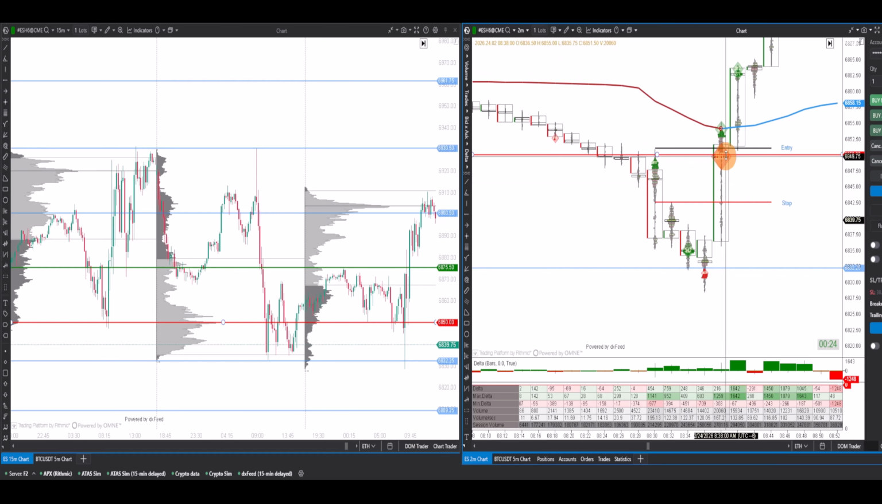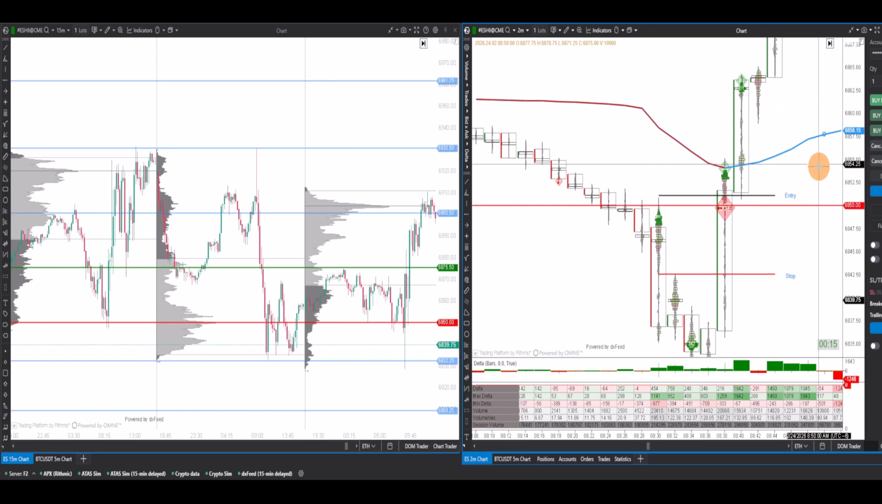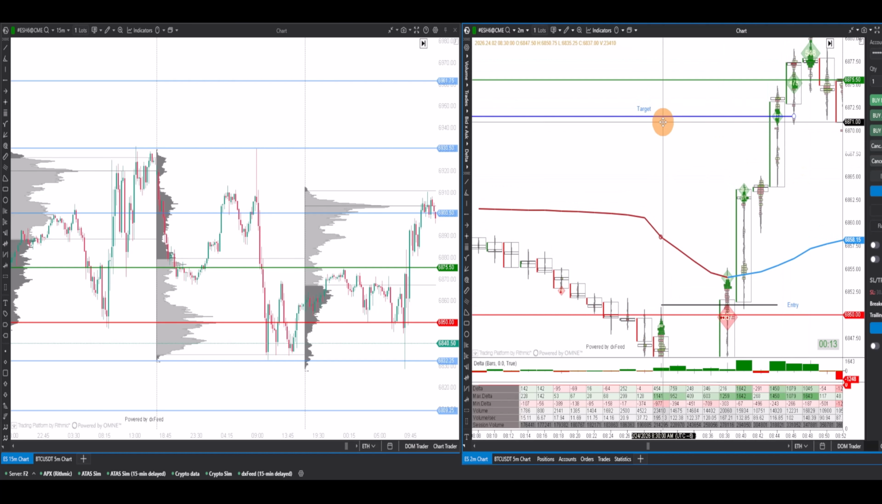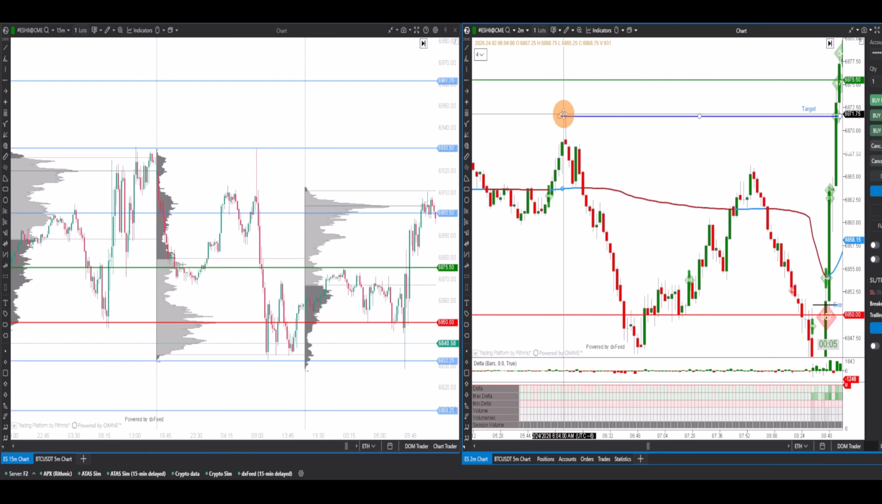Price takes off from that point. You can start to see delta build aggressively and move up. If we keep going up, my target is 68.71 or the 68.75. 68.71 was the conservative approach. This was just simply this swing high.